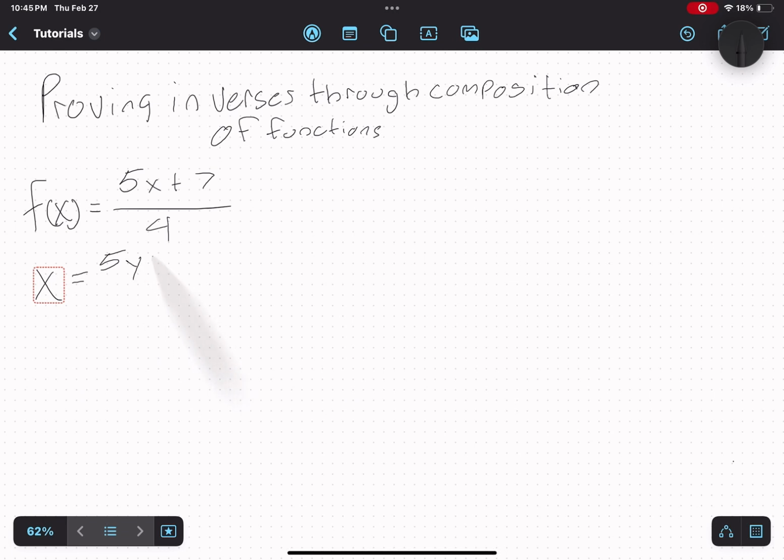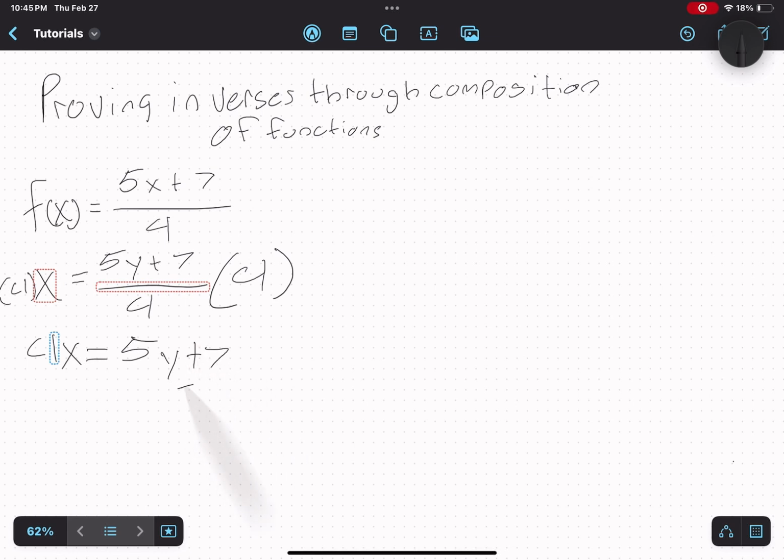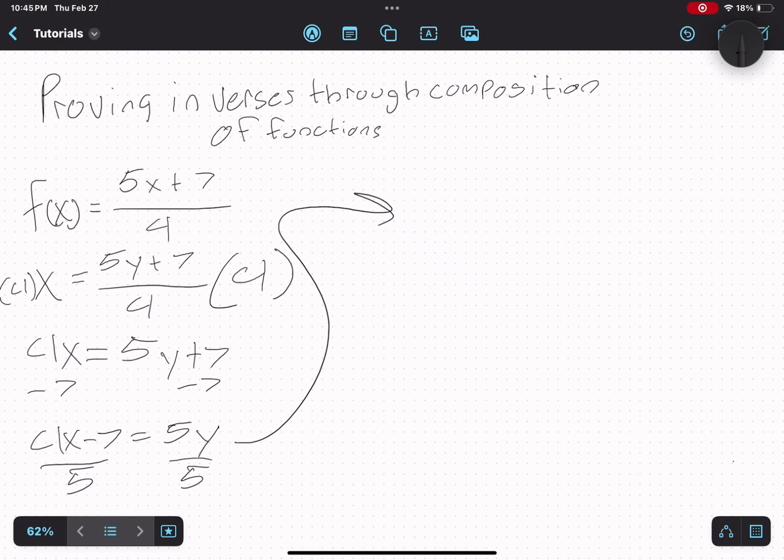We switch our y and our x, so now we have x is equal to (5y plus 7) over 4. Now we're going to do systems of equations. Get rid of this 4: you multiply 4 on both sides. Now we've got 4x is equal to 5y plus 7. Now, minus 7 on both sides to get rid of the 7: 4x minus 7 is equal to 5y. Since it's times 5, we're going to multiply everything by 5. So now, our inverse is going to be f inverse of x is equal to (4x minus 7) over 5.